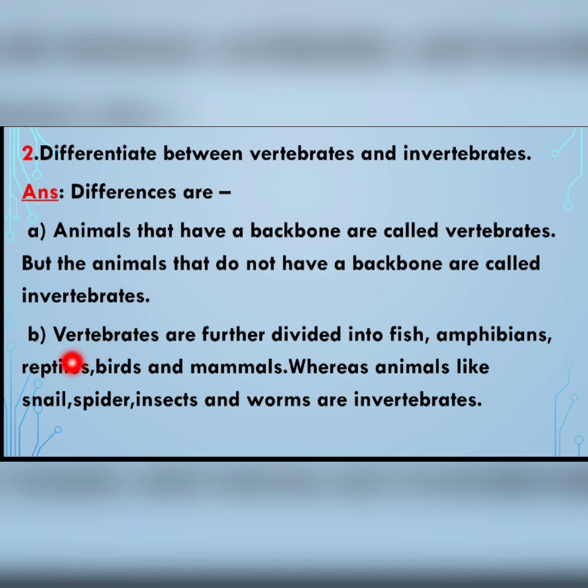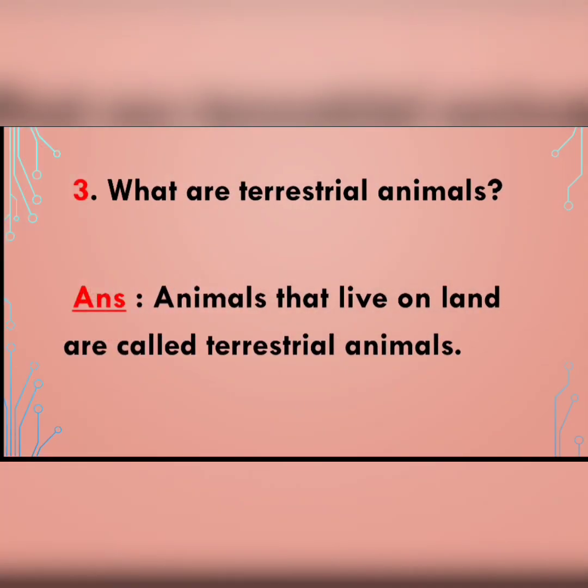Next, the second one is, vertebrates are further divided into fish, amphibians, reptiles, birds and mammals. Whereas animals like snails, spider, insects and worms are invertebrates. So these are the main two differences between vertebrates and invertebrates. In your classwork copy also you have to write this answer pointwise as it is given in this slide. Yes. Next, question number D3.